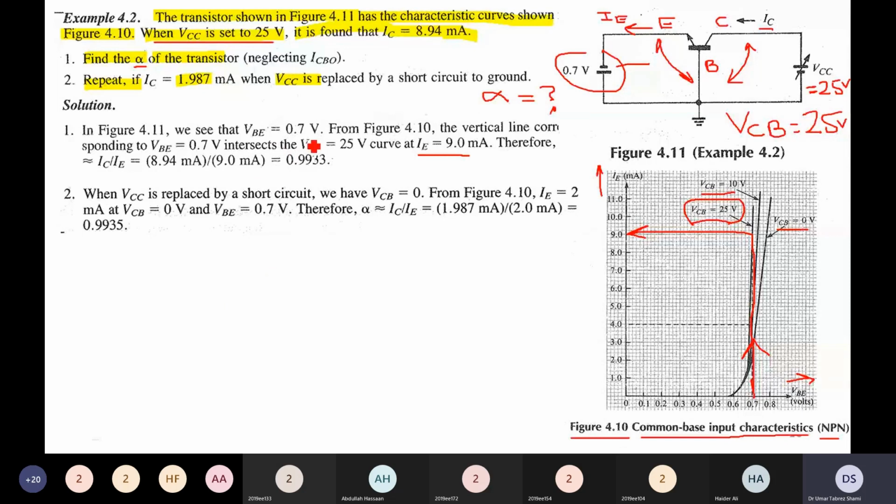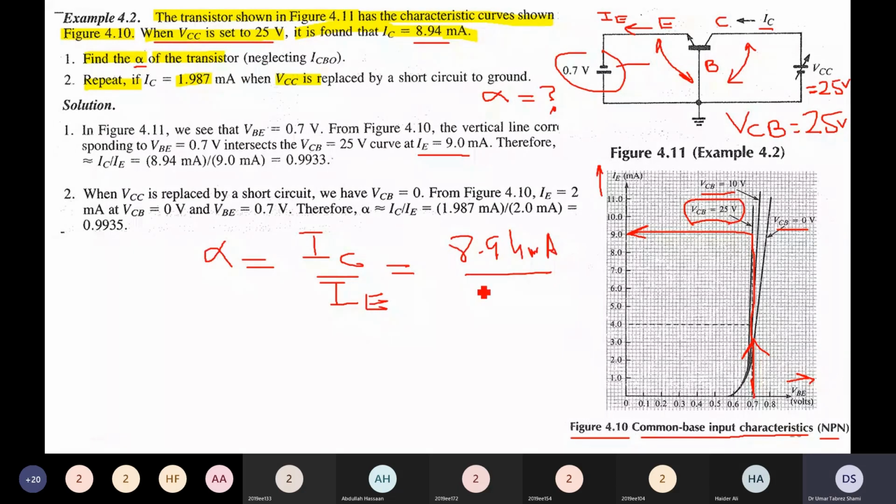Therefore IE is 9 milliamperes, and IC is already given as 8.94 milliamperes. Therefore, alpha for part number 1 is equal to collector current divided by emitter current, which is 8.94 milliamperes divided by 9 milliamperes, and the ratio is equal to 0.993. It is unitless, almost equal to 1. So this was the solution for part number 1.